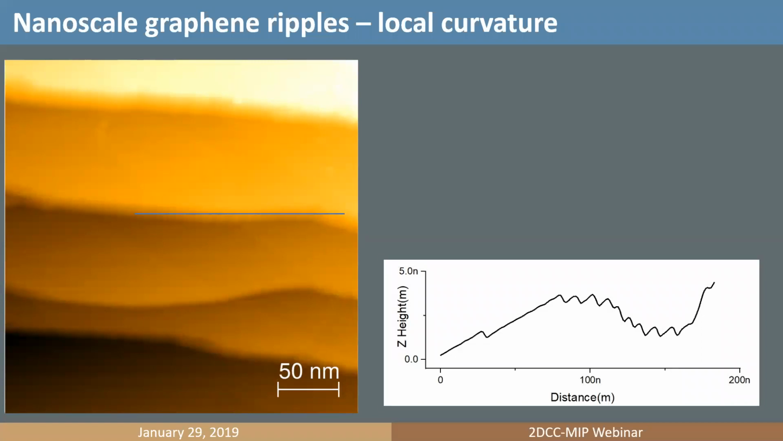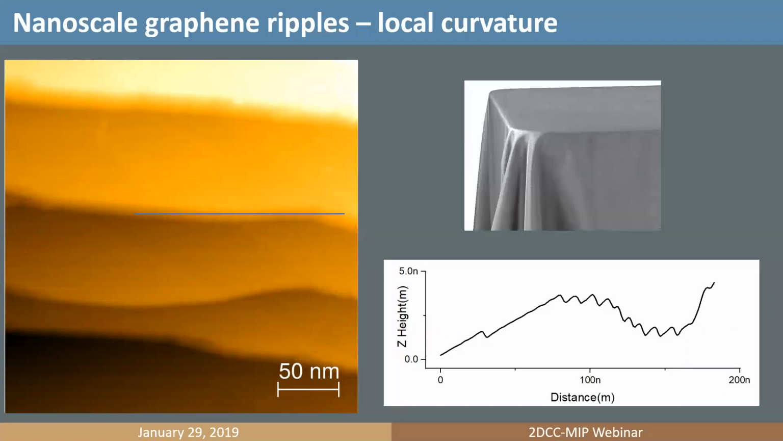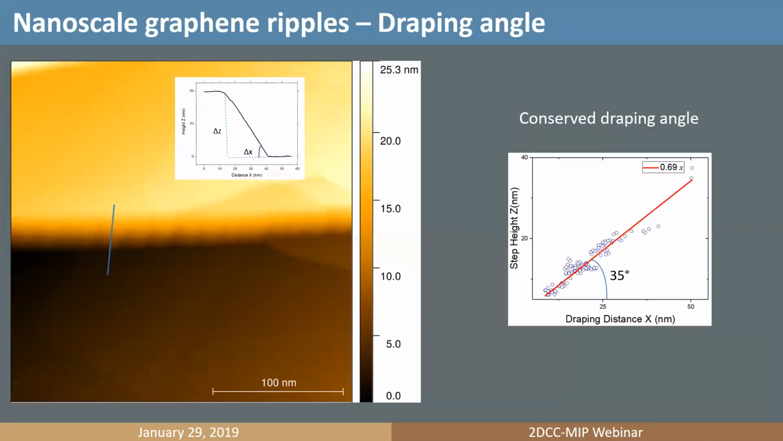So we stared at this for a while, and then we realized that this is exactly like the rippling of a tablecloth, which has more ripples at the corners, corners are the regions where there is more curvature. And that forms simply because there is more expandable material there. So graphene is just like a tablecloth. However, not everything is like a tablecloth.